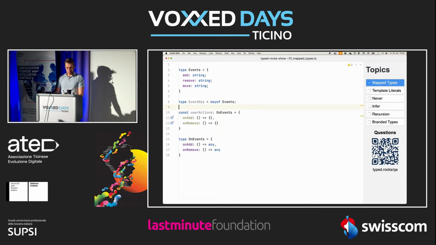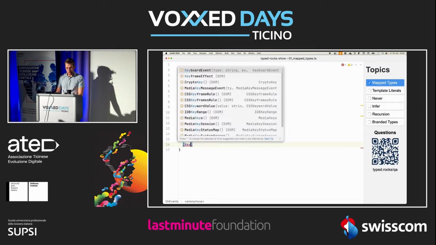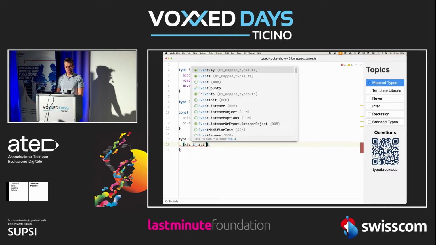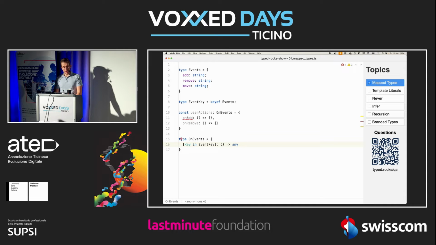But how can we use this? We go into our OnEvents, remove the static types, and create a mapped type. You can think about a mapped type like mapping over a list or array in JavaScript or TypeScript. So we have our key in here, it has to be in EventKey, and the value has to be a function. Now we get a compile-time error. We change this to add and remove, and now we get an error at userActions because the move property is missing. So I add it, and now our code compiles.